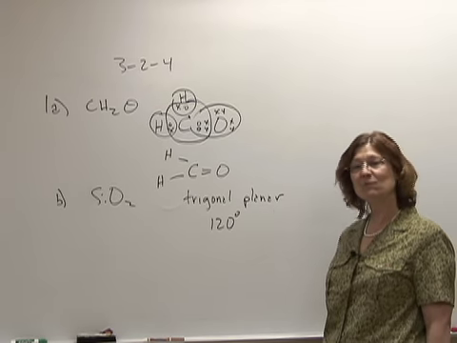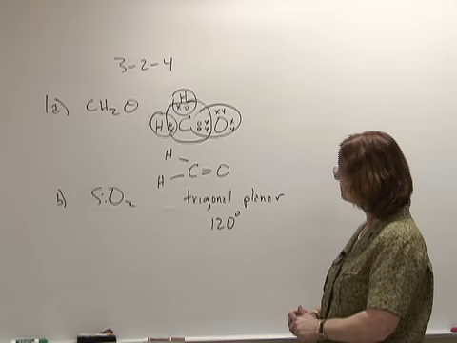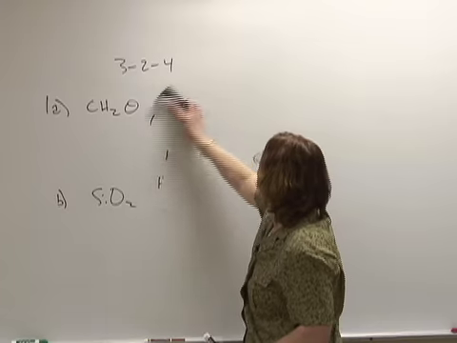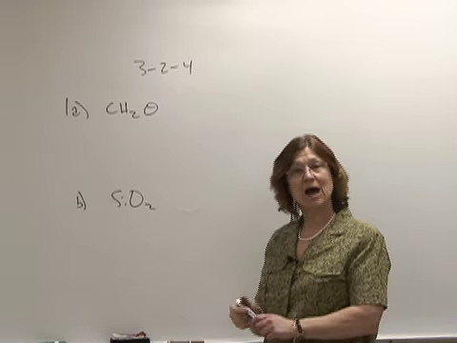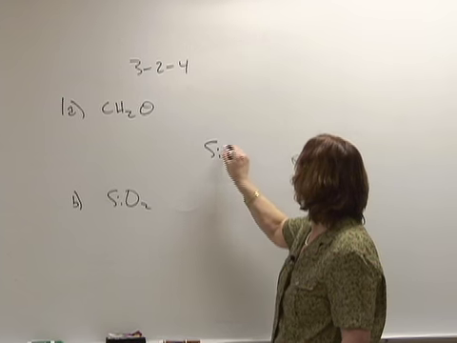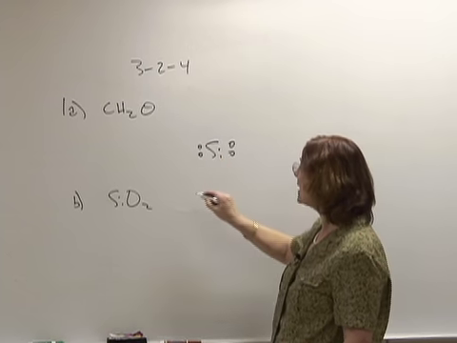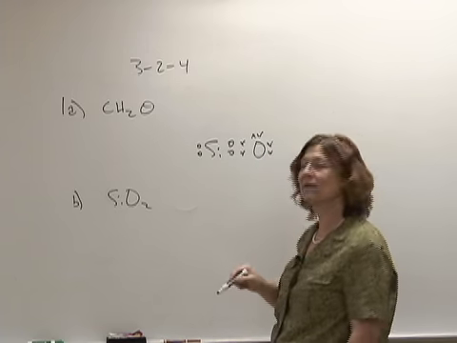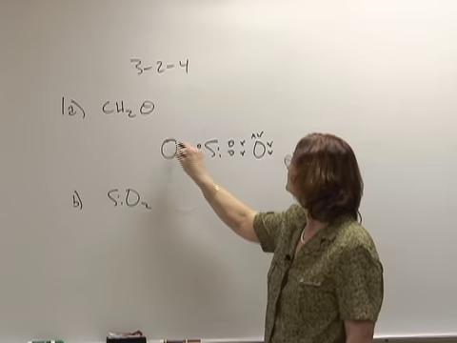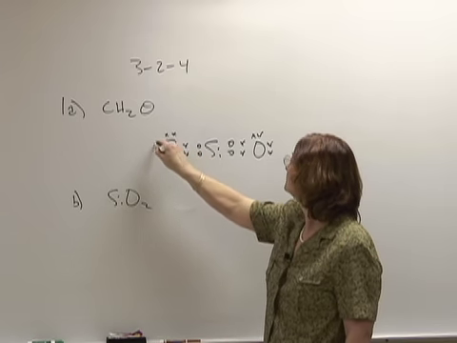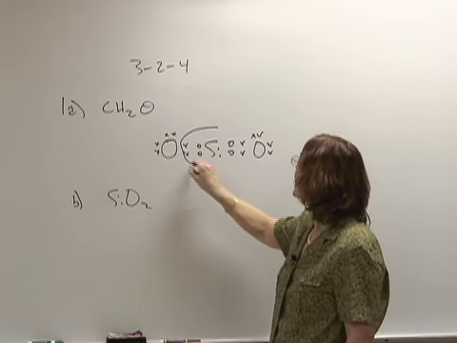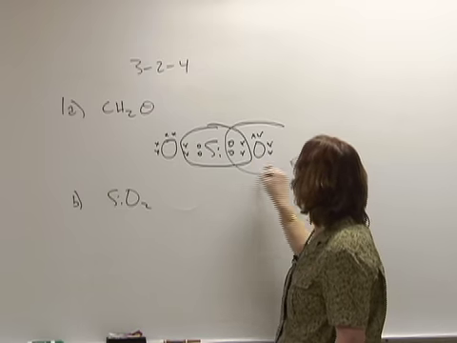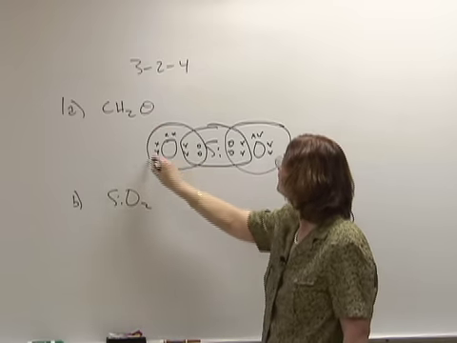In 1B, silicon is the central atom, and silicon also has 4 dots. I'm going to double bond my oxygens on both sides in order to get my octet. Therefore I have 8 electrons around the silicon and 8 around each one of the oxygens.